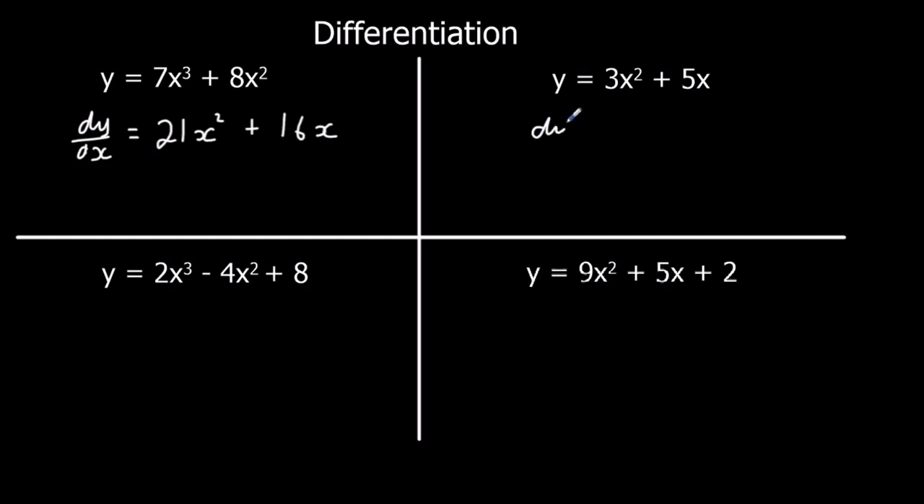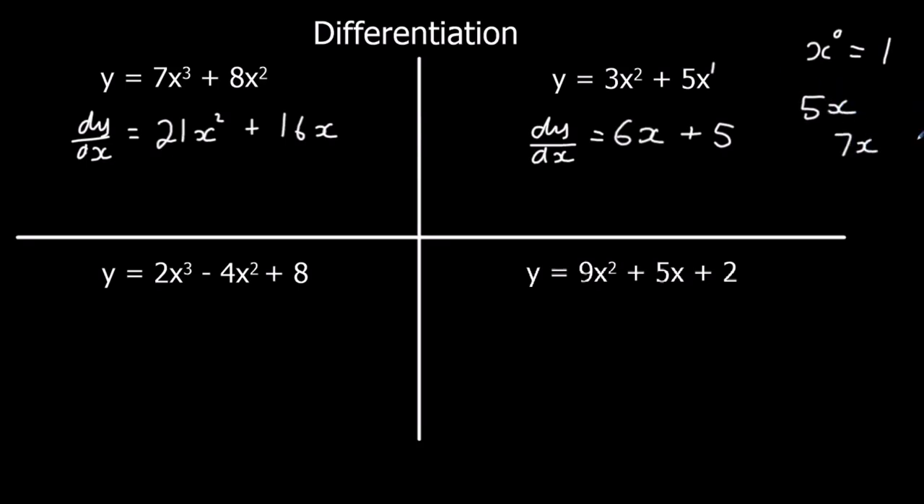Then we go here, dy dx, so we times by the power, 2 times 3 is 6, and take 1 off the power, which is x to the power of 1. And here we've got x to the power of 1 already. I'll put the 1 there. So 1 times 5 is 5, and then we take 1 off the power, which goes to x to the power of 0, and x to the power of 0 is going to be 1, so 5 times 1 is just 5. So if you've got 5x, that will differentiate just to 5.